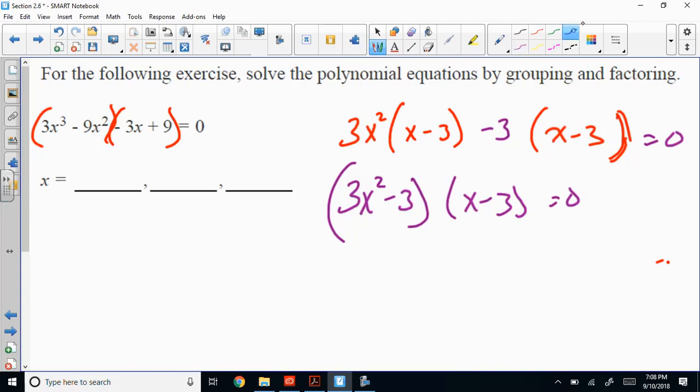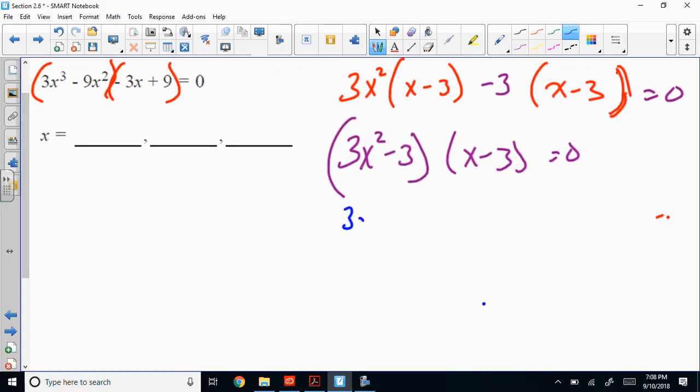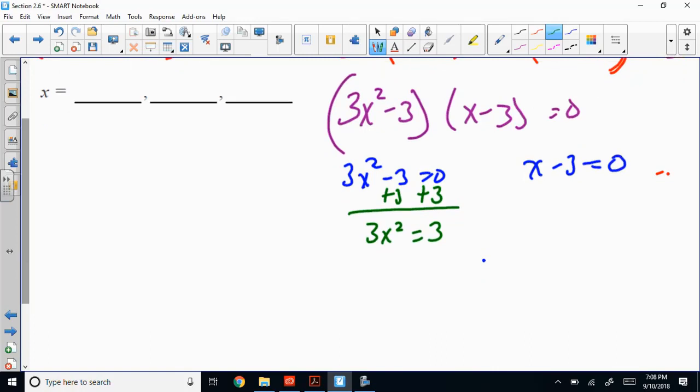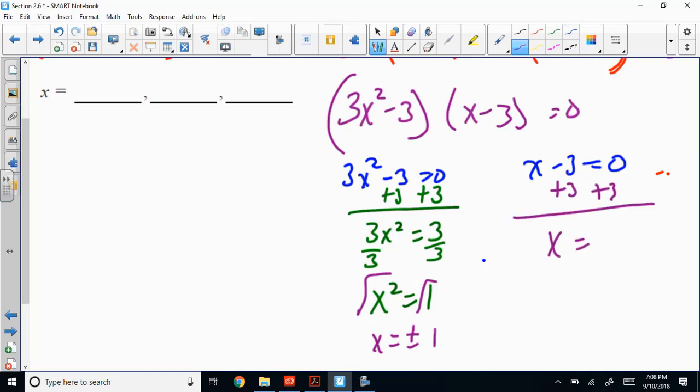So we're going to set each one of these equal to 0. So I will add 3 here. So that's 3x squared equal to 3. And then I've got to divide by 3. So I got x squared equal to 1. And of course, guys, we'll take the square root. So x equals plus or minus 1 there. We'll come over here and we'll add 3 to both sides. So x equals 3. So we basically have 1, negative 1, and 3.